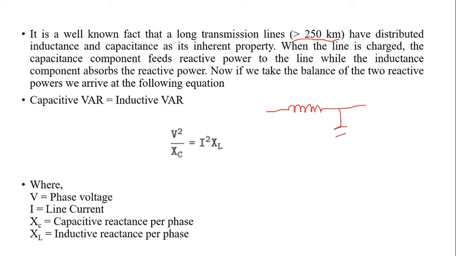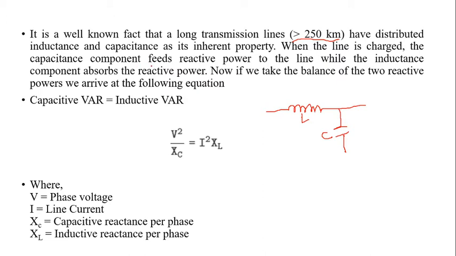Over here this is our capacitor, and this is our inductor. Whenever we are talking about a long transmission line, we have some amount of inductance that is uniformly distributed, and capacitance. For a short transmission line we can neglect the capacitance, but for a long transmission line we need to consider both the inductive and capacitive effects. So when the line is charged, the capacitance component feeds reactive power.